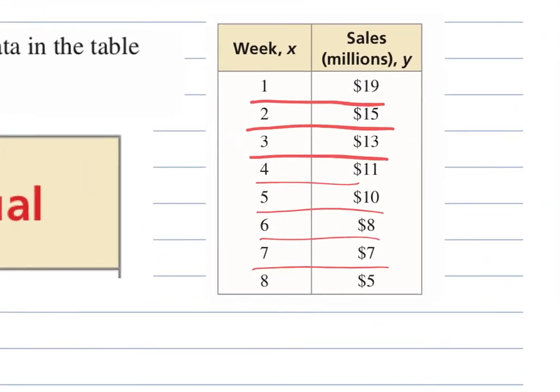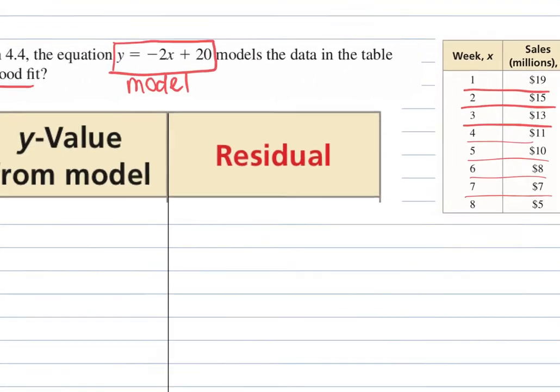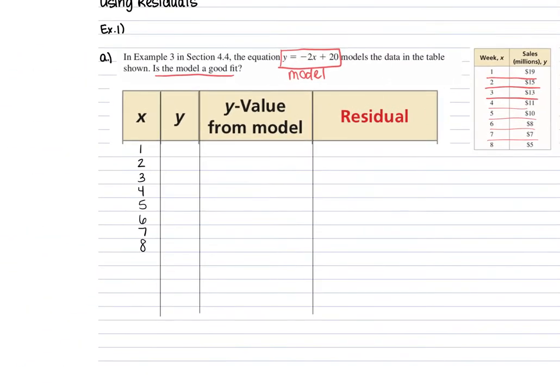So in this y section, next to the x, I want you to just put in all the sales values from the table, okay? So we're going to start with 19, then go to 15, then 13, so on and so forth. So it's 19, 15, 13, 11, 10, 8, 7, and 5, okay? All I did was I grabbed the y values from my table and I copied them over.